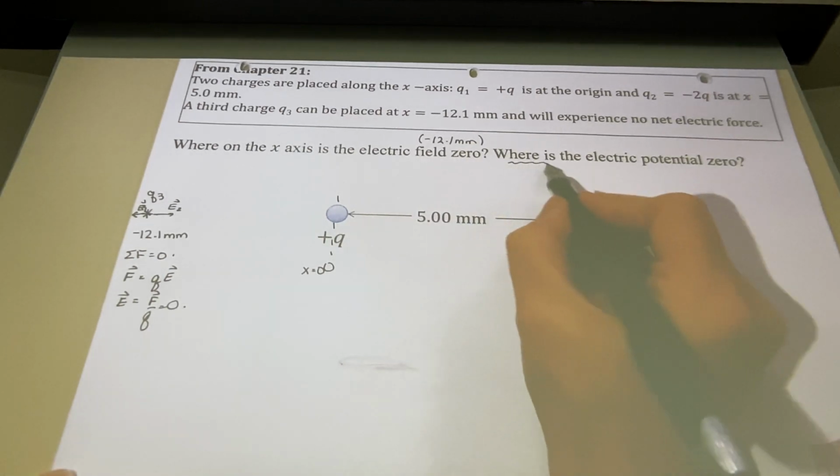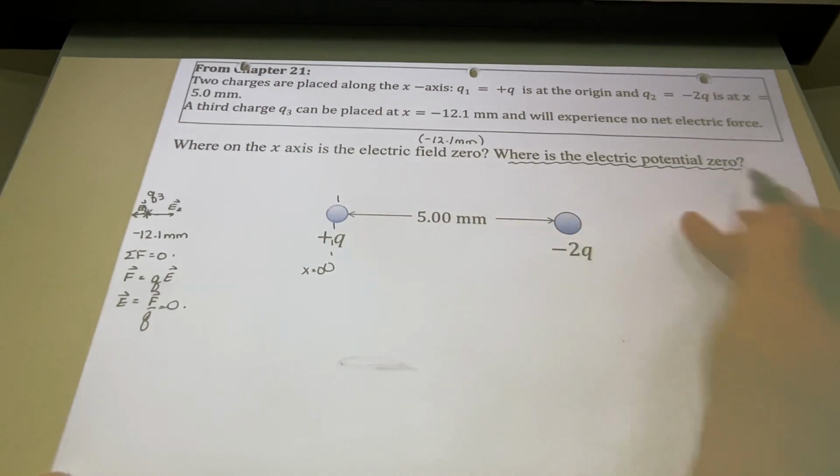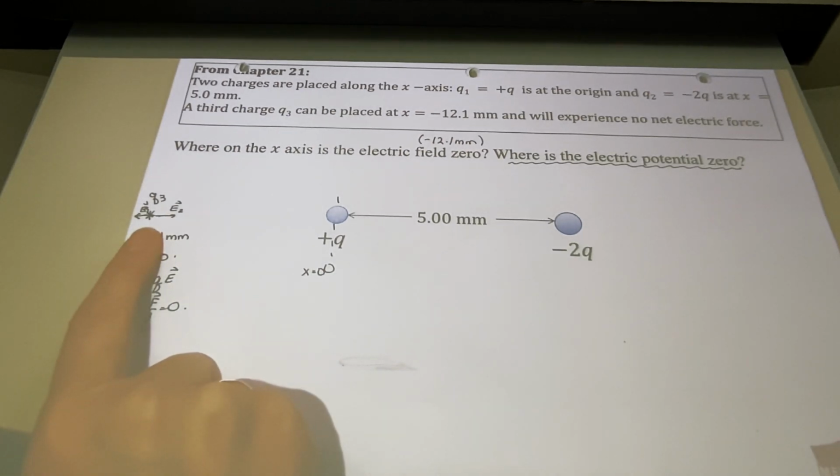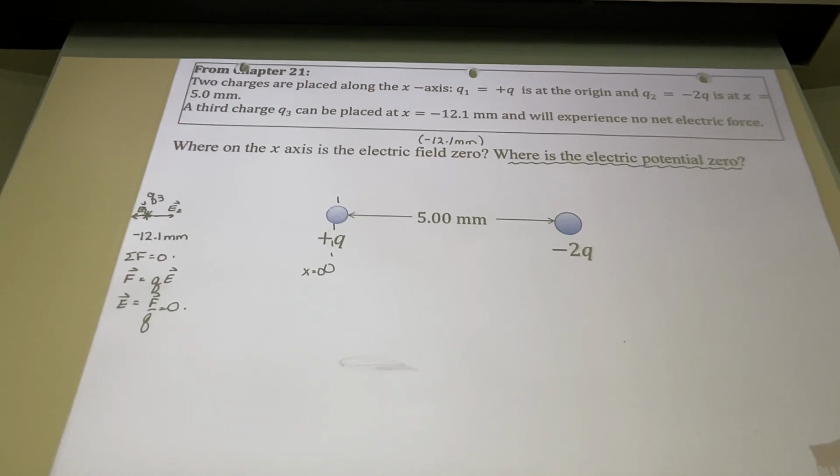Now we're going to ask a new question. Where is the electric potential 0? And this one, you might be first tempted to say minus 12.1, because the field is 0 there. That would be tempting, so let's put a pause on that. Let's try and figure it out and see if that's true, because electric field and electric potential are not the same thing. Electric field is kq over r squared, and it's a vector. Potential is kq over r, and it's a scalar. So potential and field are not the same. They don't necessarily have to be 0 at the same place, even though you might guess that they are.